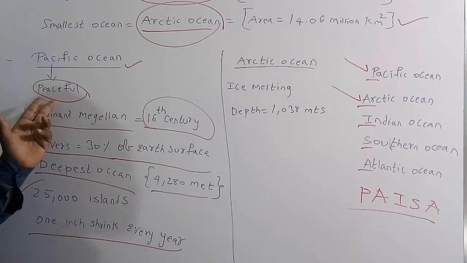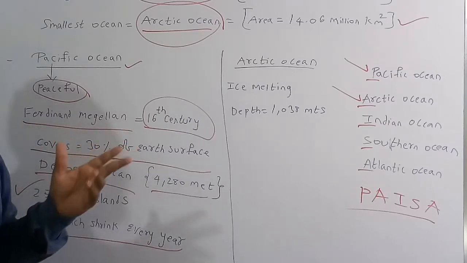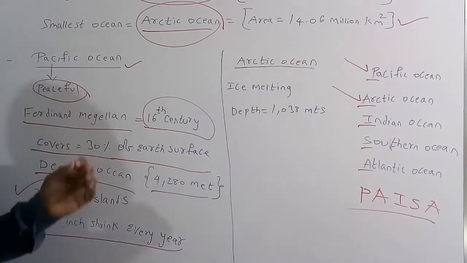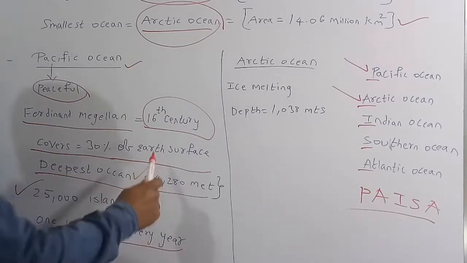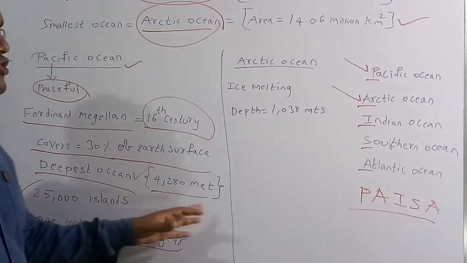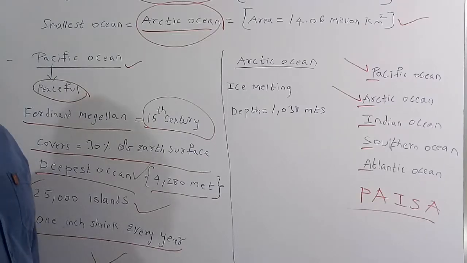Pacific means very peaceful. The name was given to this ocean by the explorer Ferdinand Magellan in the 16th century. The Pacific Ocean covers 30% of the Earth's surface, and it's the deepest ocean. The depth is nearly 4,280 meters. This ocean has nearly 2,500 islands, and due to tectonic plate movements, every year this ocean shrinks by 1 inch. So these are some facts of the Pacific Ocean.